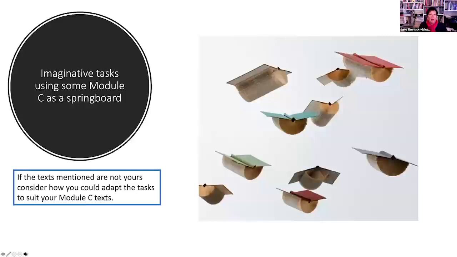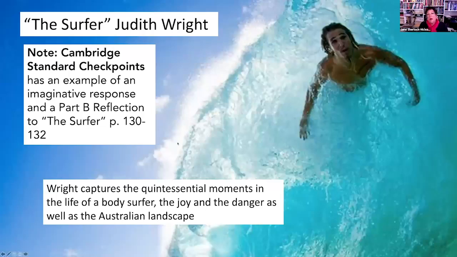So let's now have a look at using some of the text as a bit of a springboard. Obviously I cannot spend very much time on this, but I want you to be aware that there are some terrific examples out there. The current Cambridge Standard Checkpoint, the 2019-20 edition, has a marvellous example of writing an imaginative response using the surfer, and it's got a fabulous reflection. Have a look at that one, and then maybe use it as a springboard for your own writing.